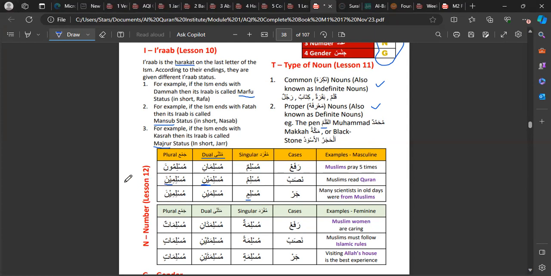So it is the context that will determine whether the dual and the plural states in the nasab and jar states, where they fall, due to what circumstances in the sentence.